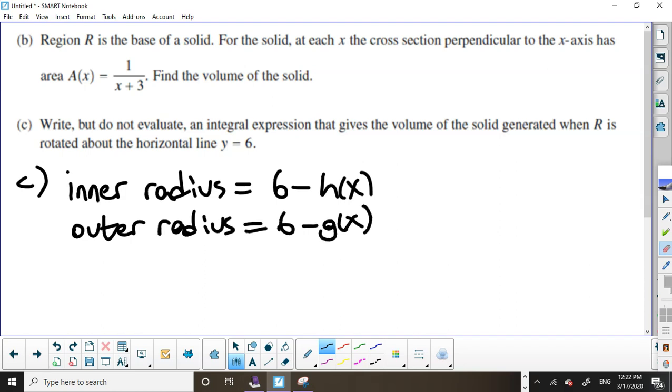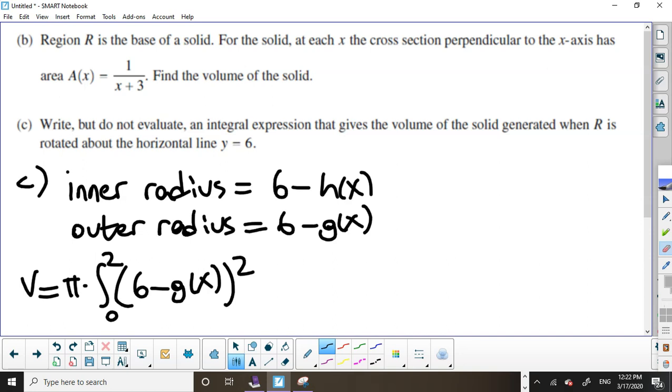Okay, so now it's time to set up the definite integral for the volume. The volume is going to be equal to pi times the integral from 0 to 2 of (6 minus g of x), which is the outer radius, to the power of 2, if we apply the washer method, minus (6 minus h of x), which is the inner radius, to the power of 2, dx. So that's the integral that I need to set up for the volume, after we figure out the inner radius and the outer radius.